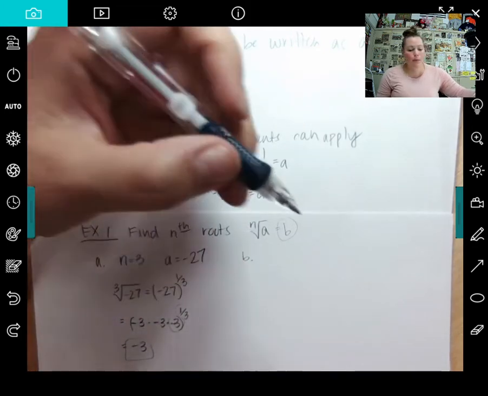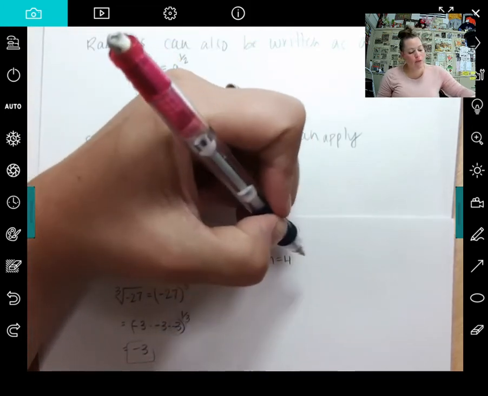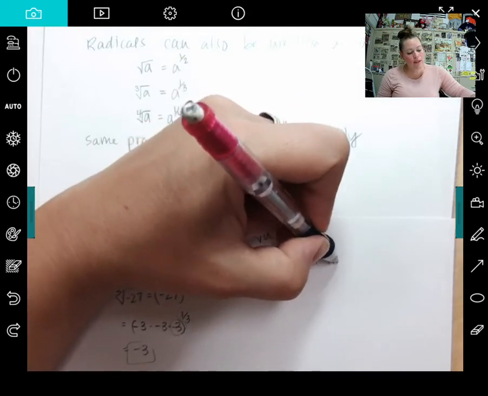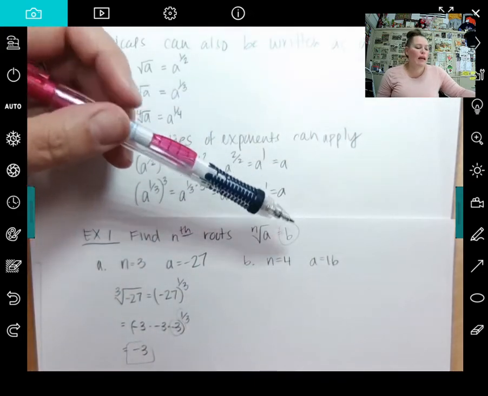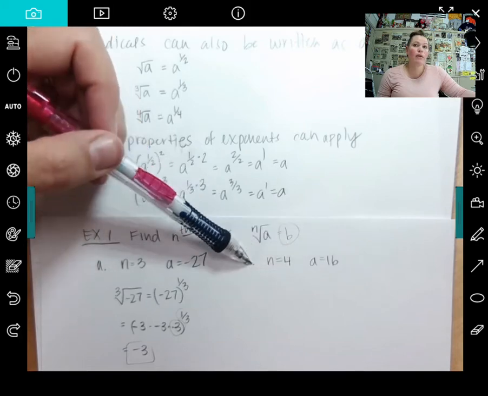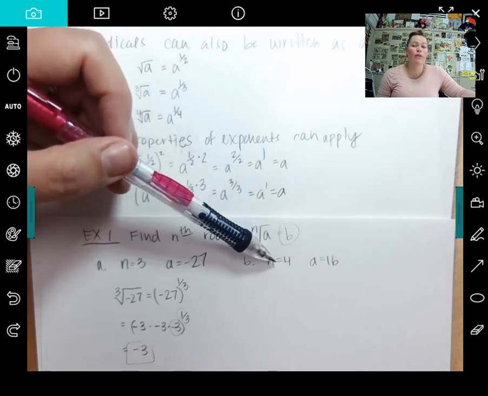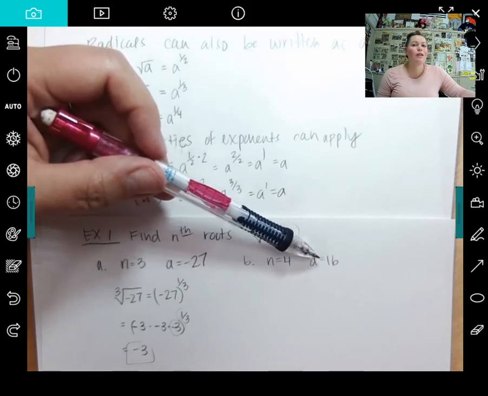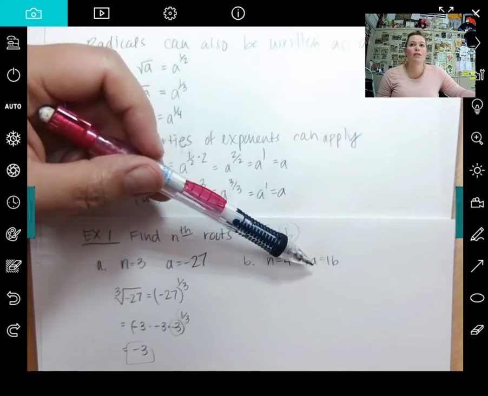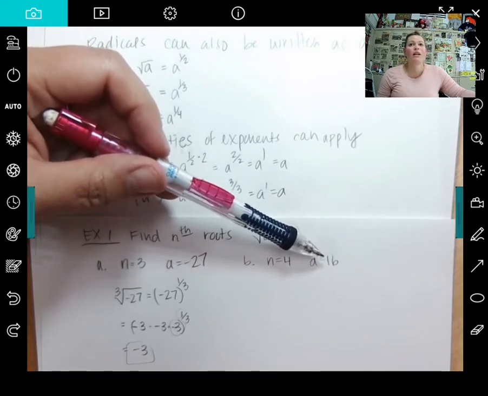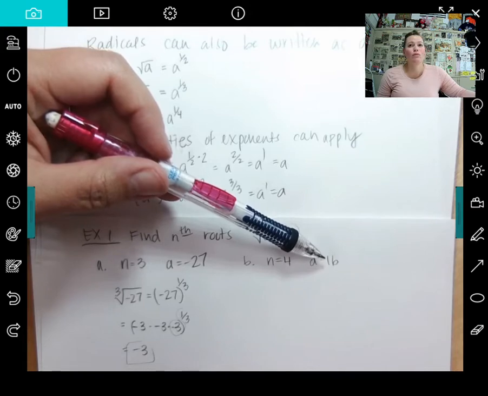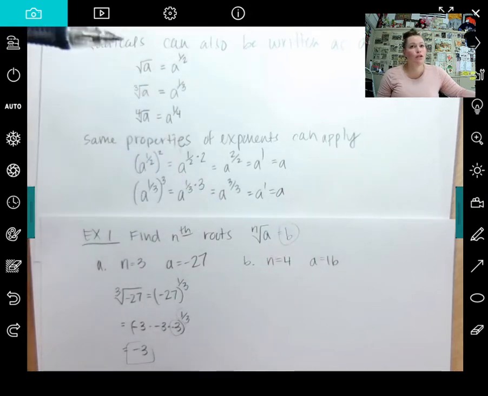For example B, what if we had n equals 4 and a equals 16? When we have a higher number for the root, and a fairly small number to take the root of, the answer is usually going to be 2. So if our root is even, it's usually going to be 2.